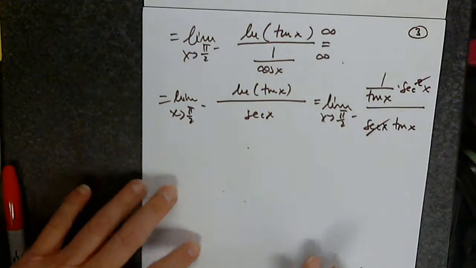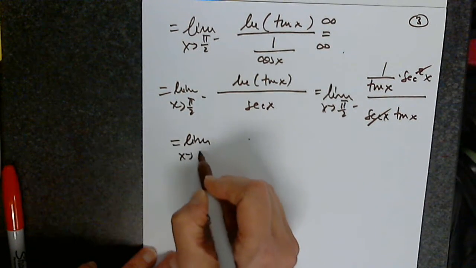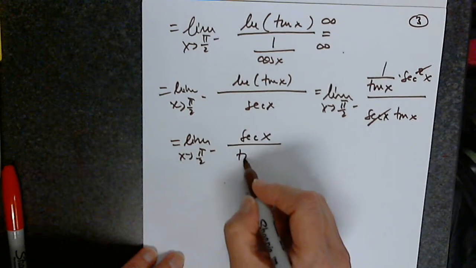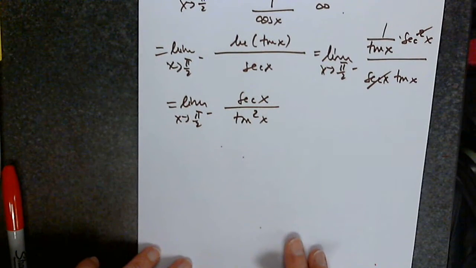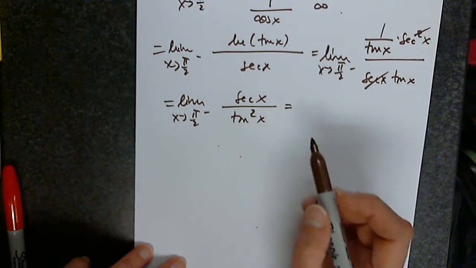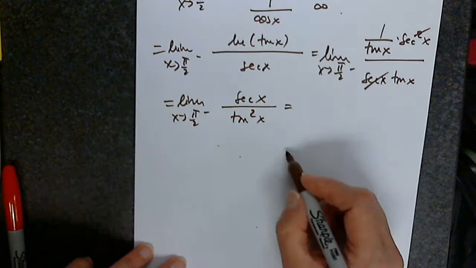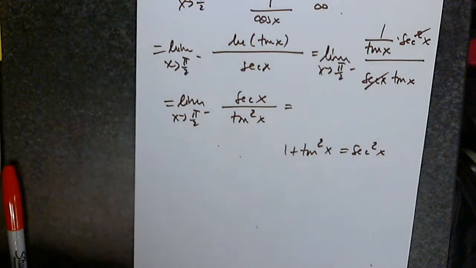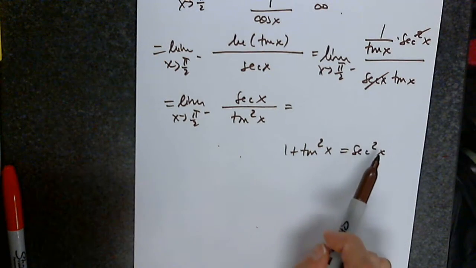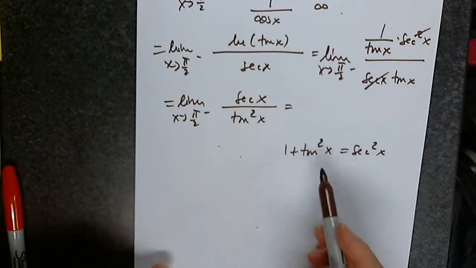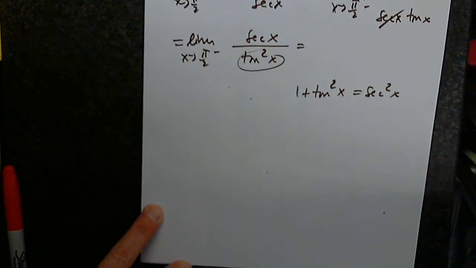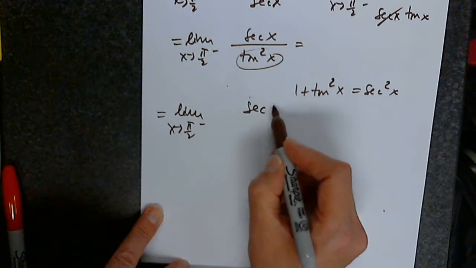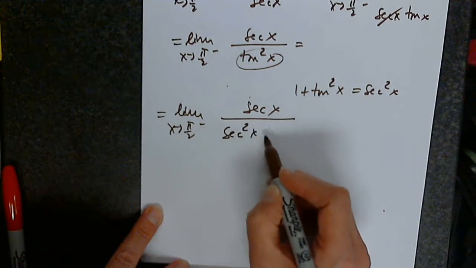So I will simplify as secant. And then I continue with the limit as x approaches pi over 2 from the left, secant over tangent squared. And I know that I can replace this. We know that 1 plus tangent squared x equals secant squared x. So if I write secant squared minus 1, replacing this, let's see what we get. Limit as x approaches pi over 2 from the left, secant x over secant squared minus 1.